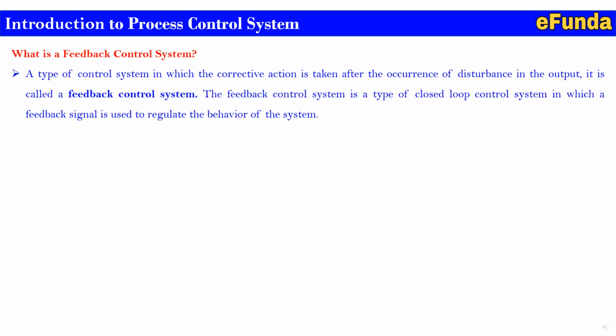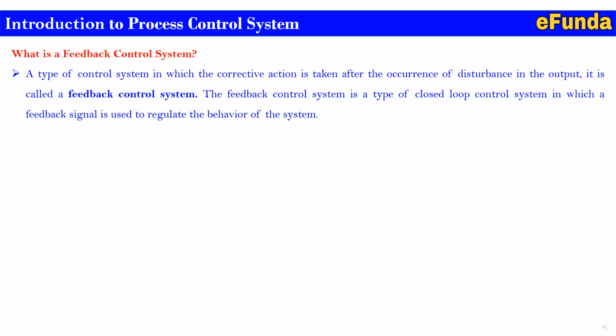What is a feedback control system? A type of control system in which the corrective action is taken after the occurrence of the disturbances in the output is called a feedback control system. The feedback control system is a type of closed loop control system in which a feedback signal is used to regulate the behavior of the system.